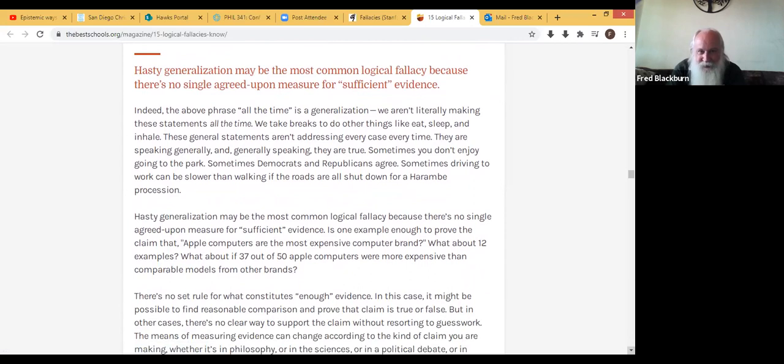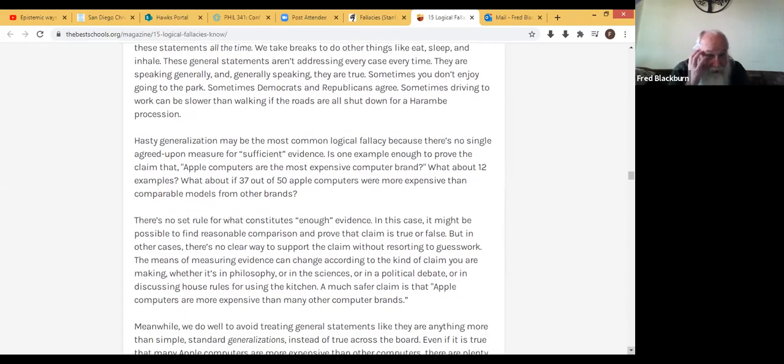Indeed, the above phrase, all the time, is a generalization. We aren't literally making these statements all the time. We take breaks to do other things like eat, sleep, and inhale. These general statements aren't addressing every case every time. They are speaking generally, and generally speaking, they are true. Sometimes you don't enjoy going to work. Sometimes Democrats and Republicans agree. Sometimes driving to work can be slower than walking. And okay, not everyone likes gorillas, I guess.